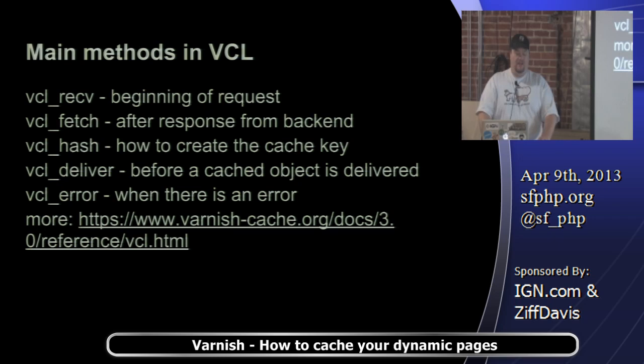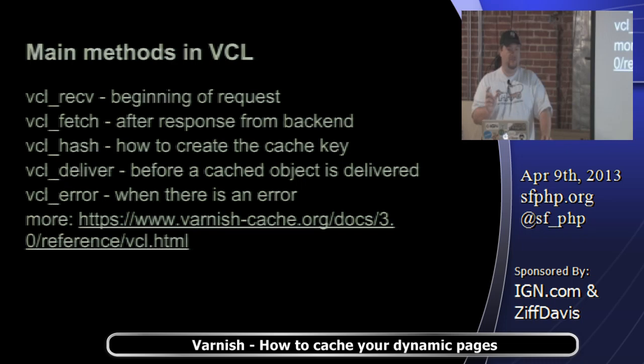So the VCL is the Varnish Configuration Language. It's basically where you set up your configuration for what's going to happen within Varnish, how it's going to handle the requests and what it's going to do. The main methods, as I look at it, are vcl_recv, which happens at the beginning of the request; vcl_fetch, which happens after the response comes back from your backend; and vcl_hash, which is how you create a cache key if you need to not use just the URL as the cache key.